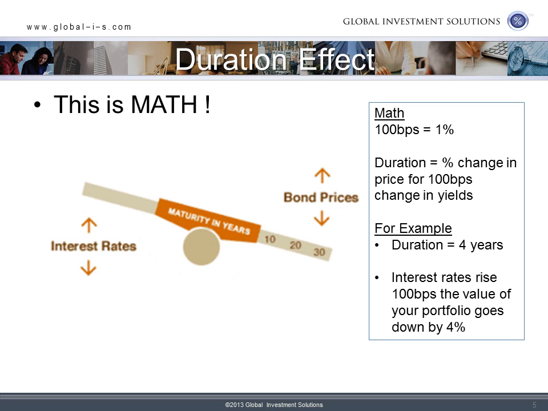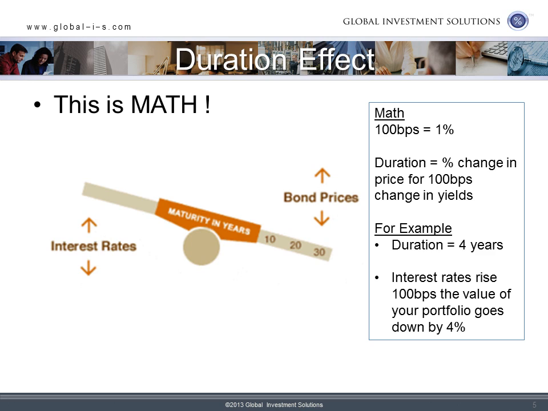You can see in this teeter-totter, at this end, we say this is interest rates. At this end, it's bond prices. And if you assume this is 0 years and this is 30 years, you get more movement in bond prices for any given level change in interest rates for the longer of the duration. In my examples, I use 100 basis points, which is the same as 1%, as a way of determining the math effect of the change of duration.